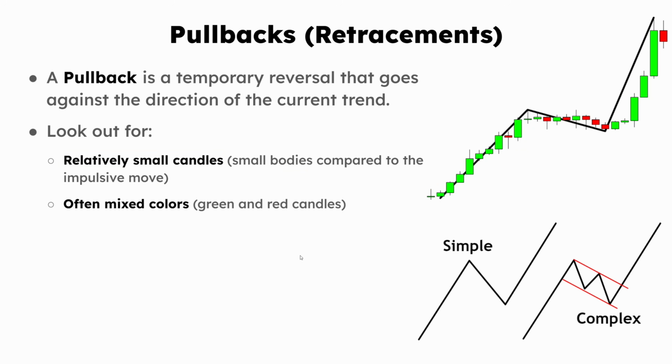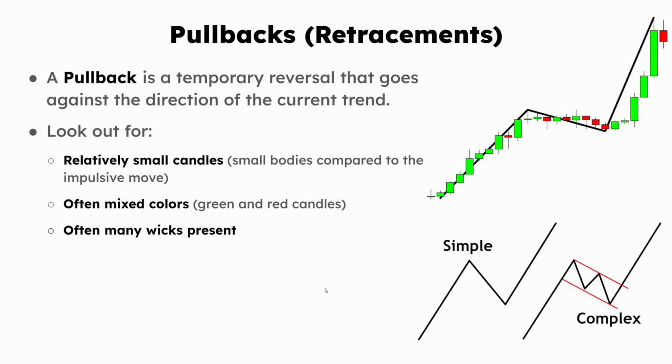The next sign I'm looking out for here is that in pullbacks, we often have mixed colors. So we often have both green and red candles. And once again, if we look at this pullback right here, you can see that we have multiple green candles, right, and multiple red candles as well. So this is once again a good sign of a pullback.